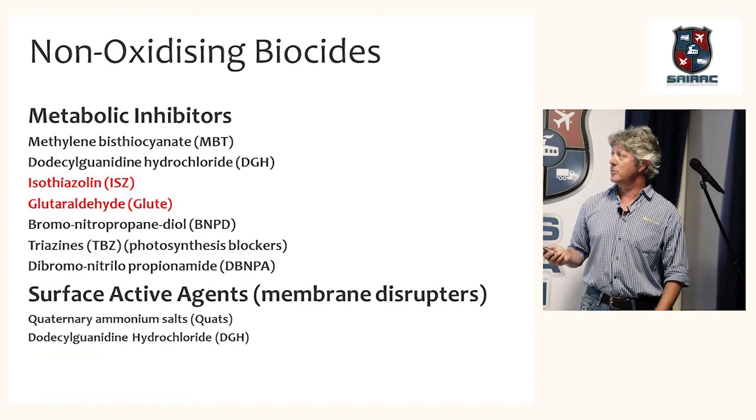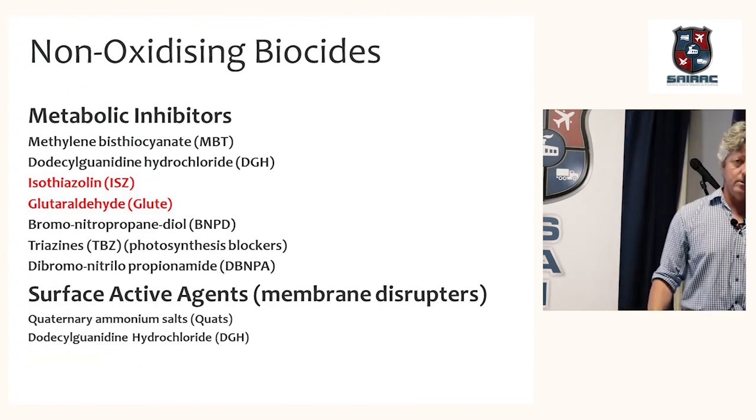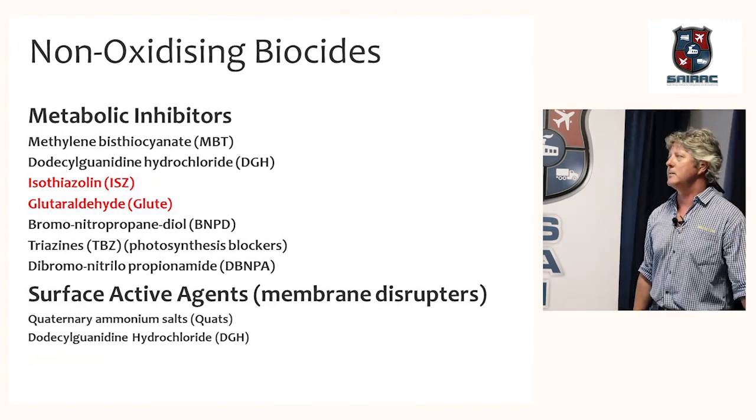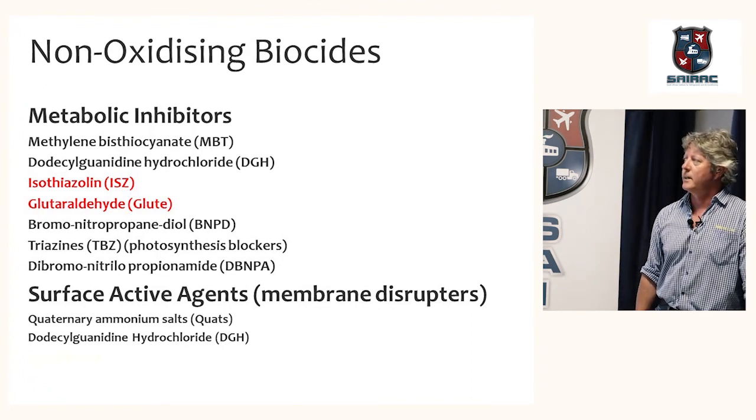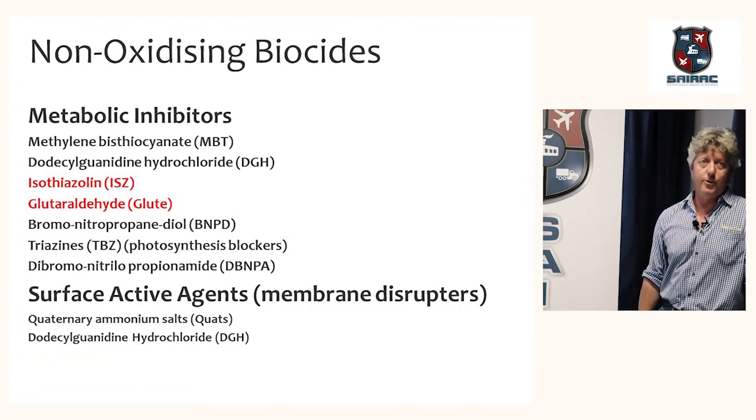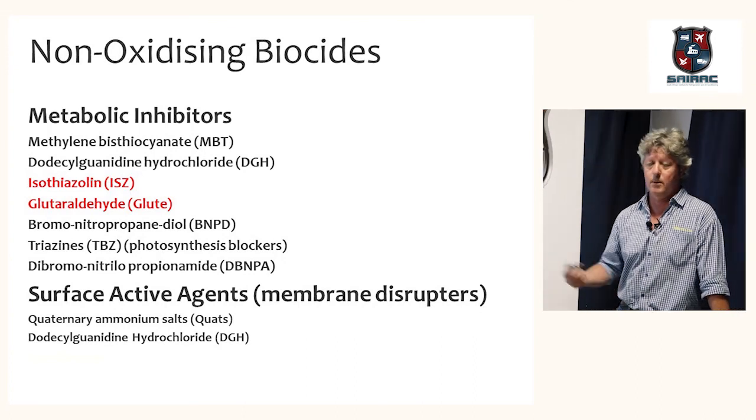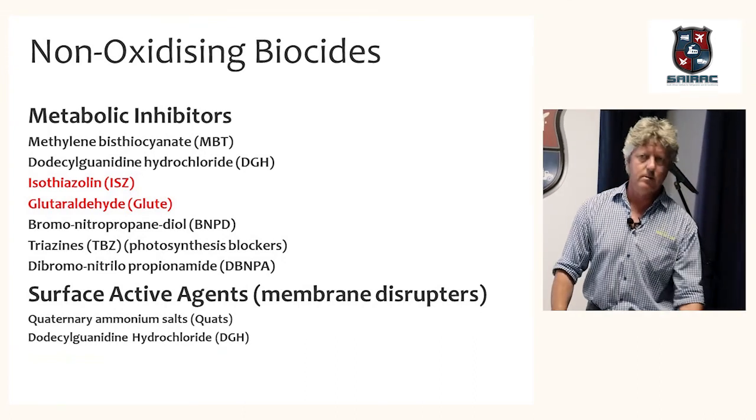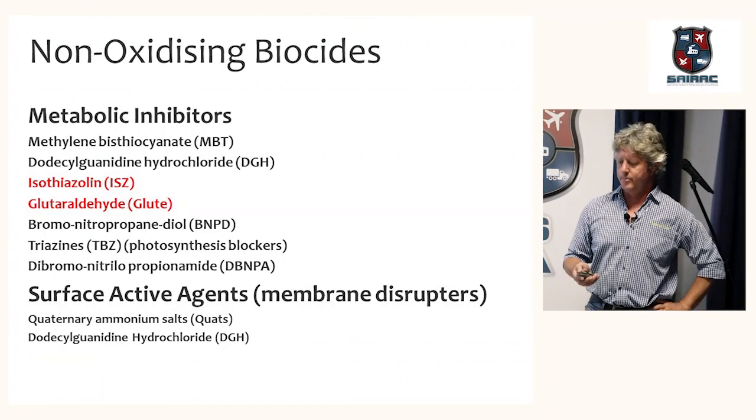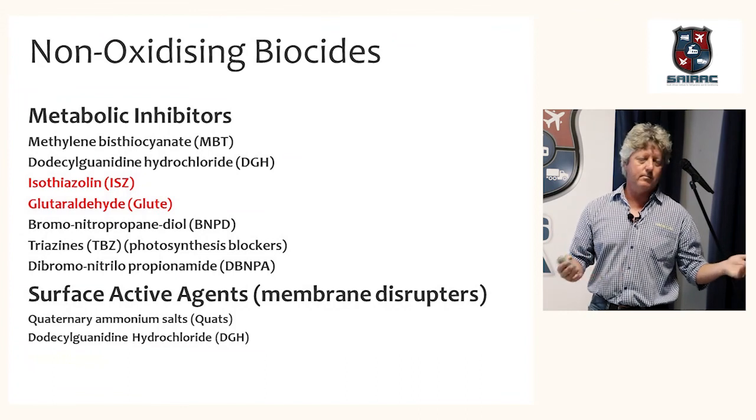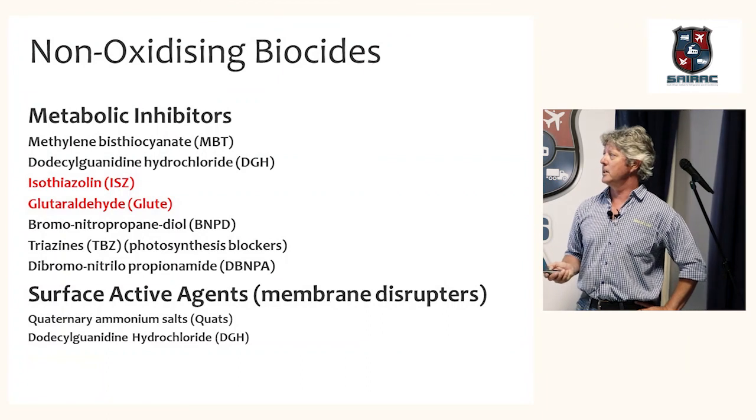Surface active agents. Quaternary ammonium compounds, still used widely. Some industries, like the wine industry, don't really want to use it anymore. The wine industry also doesn't use chlorine or any chlorine derivatives at the moment because of legislation and a lot of overseas regulations. DGH.